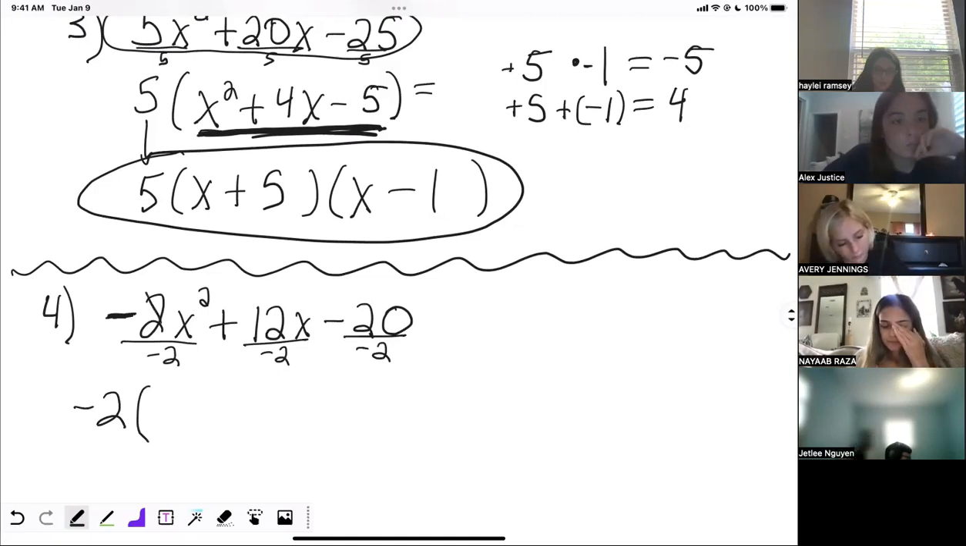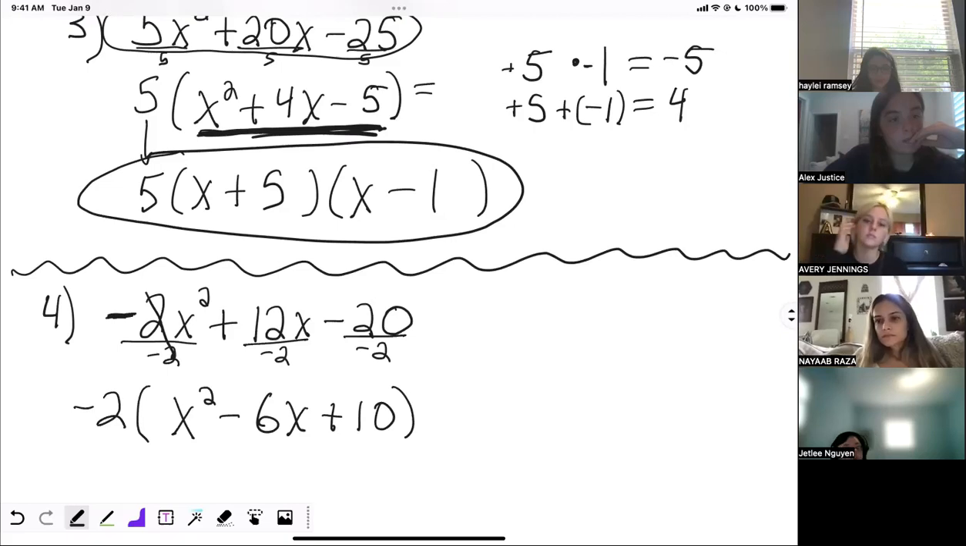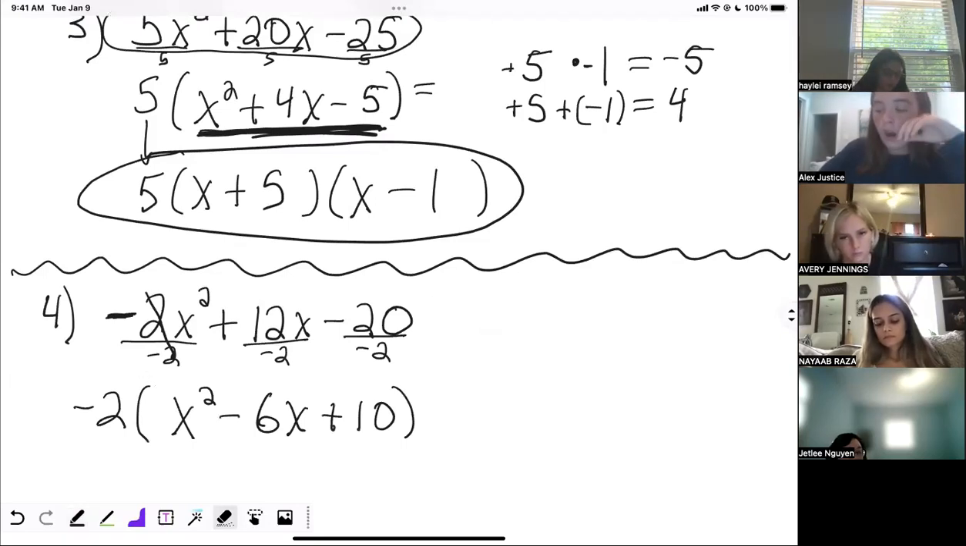Okay, -2 divided by -2 is 1, so x squared. 12 divided by -2 is -6x. And -20 divided by -2 is +10. And if you want a quick check to see if you did it right, I'm going to write it down so you see it because I'm not in front of you on a board. It's -2x squared. That is -2 times -6, +12x. Got it, +12x. -2 times 10, -20. Okay, so I know I factored that part right. They're equal to each other.